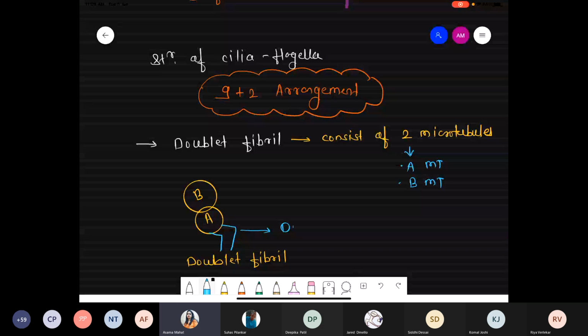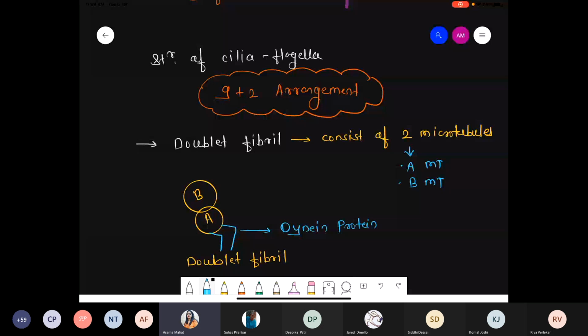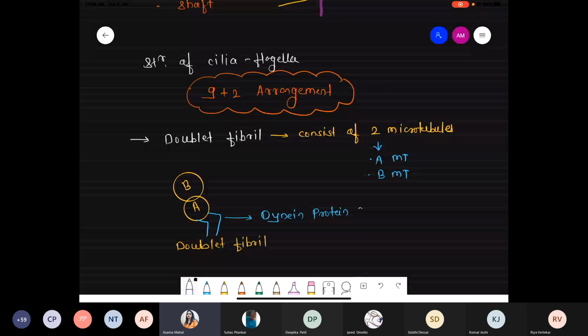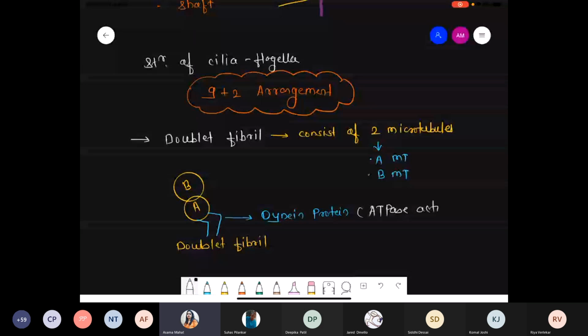Now I am giving the name for this protein. That protein is called the dynein protein. I hope you know it very well from zoology. Dynein protein is one specific type of ATPase enzyme. It has ATPase activity, and you know very well that ATPase activity means ATP undergoes hydrolysis and converts into ADP plus inorganic phosphate. Whatever energy is released is used by cilia and flagella for the movement.